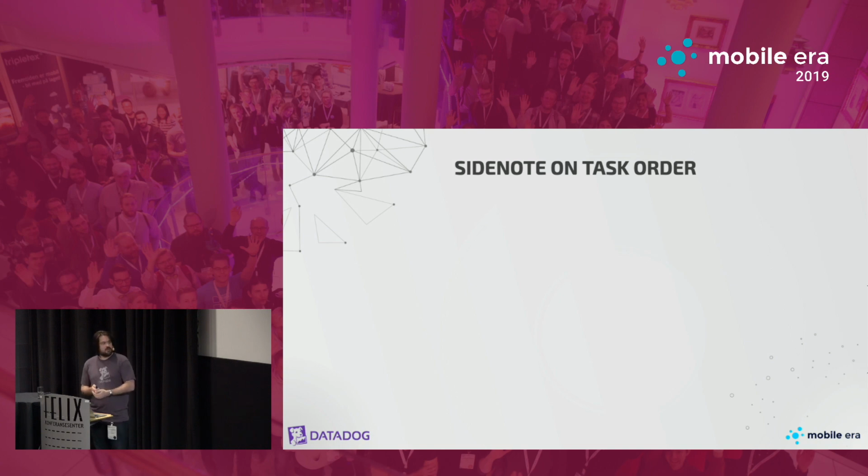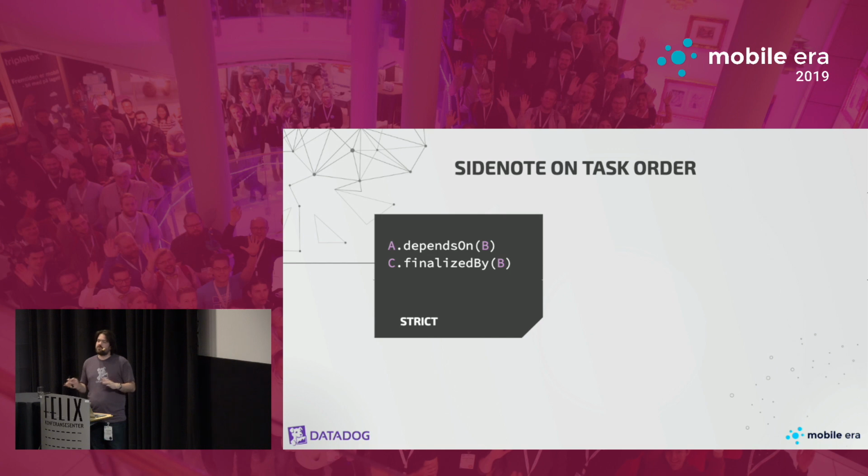So we're going to have a side note here on the task order. There are two ways to work with task order in Gradle: the strict way and the loose way. The strict way, I think most of you may have seen, is dependsOn, and it's fairly straightforward. When you say A dependsOn B, it means that if you ask for task A to run, it's first always going to run task B. And C.finalizedBy(B) is the other way around. When you run C, it's always going to be followed by running B.